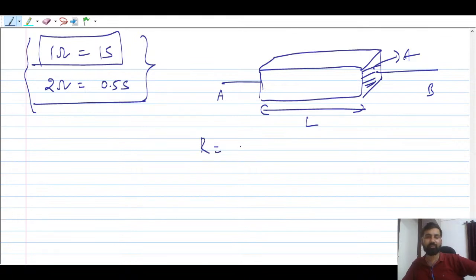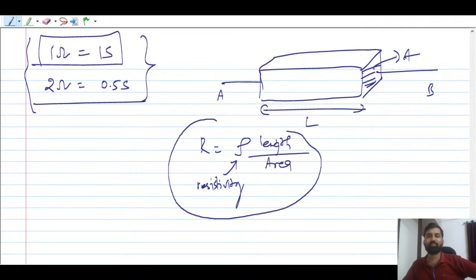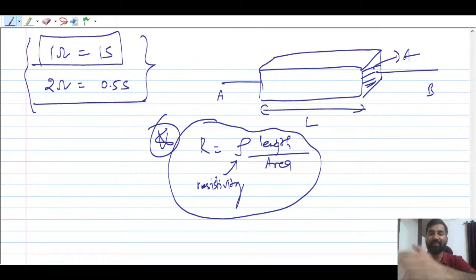Remember, the resistance can be found out. This is nothing but the resistivity, guys, a property of a material. Rho is the resistivity times the length of the conductor upon the area. So this is the basic formula that you have to remember always: R equals rho times L upon A.